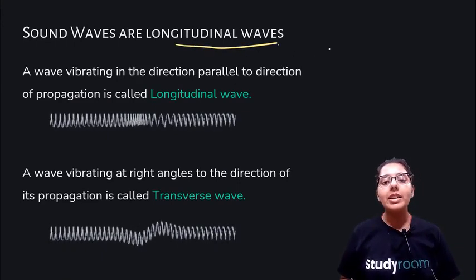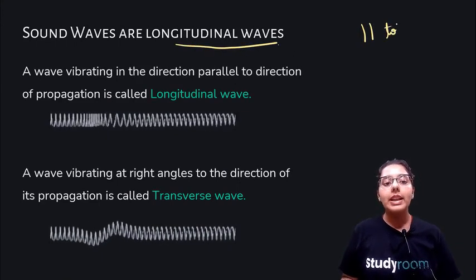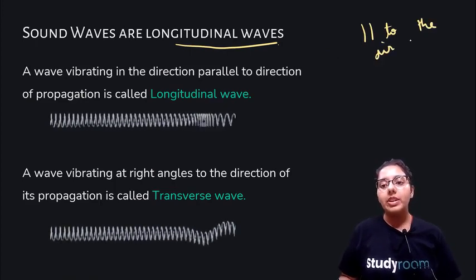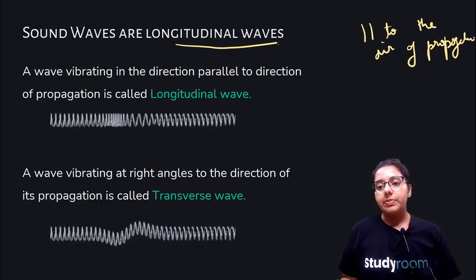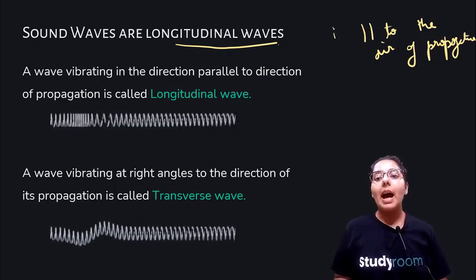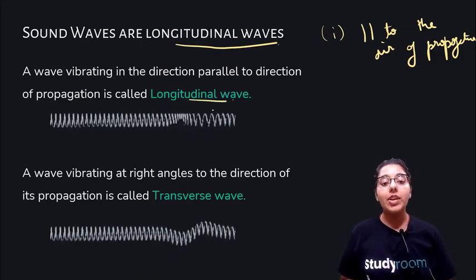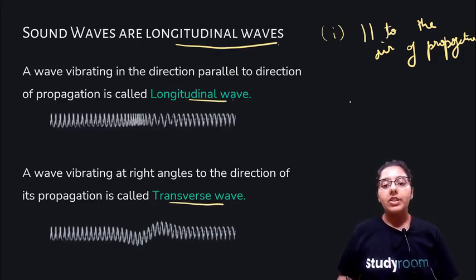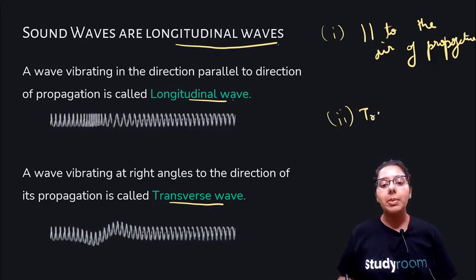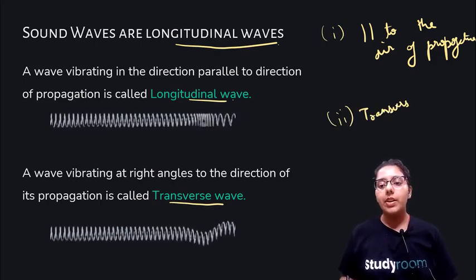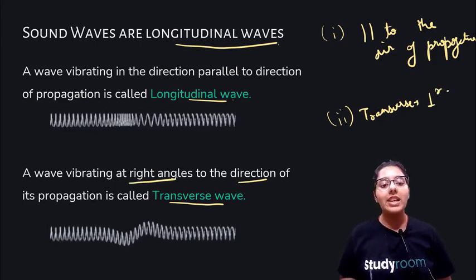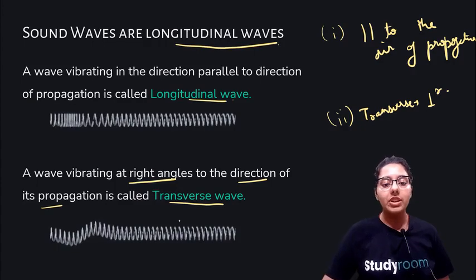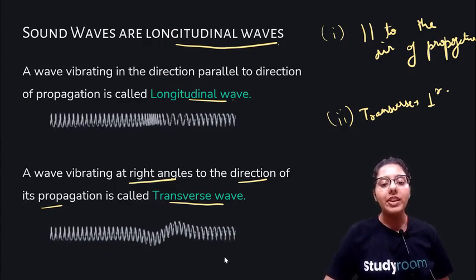A wave vibrating in the direction parallel to the direction of propagation is called a longitudinal wave. So longitudinal wave is parallel to the direction of the propagation. And what is a transverse wave? As the name suggests, transverse means perpendicular, okay? So a wave vibrating at right angles to the direction of its propagation is called a transverse wave. You can see the nature of both the waves in the given slide, okay?